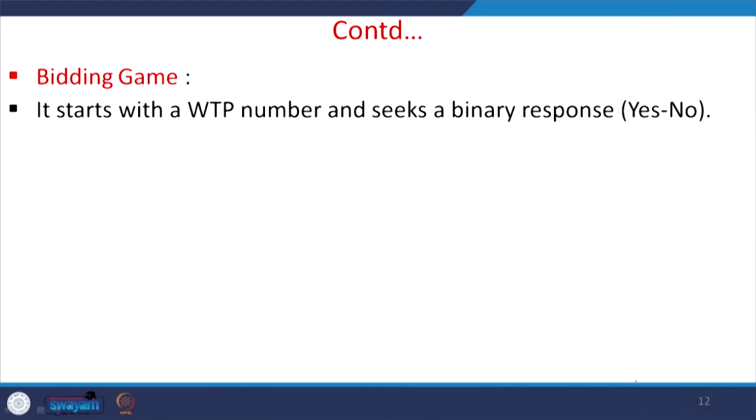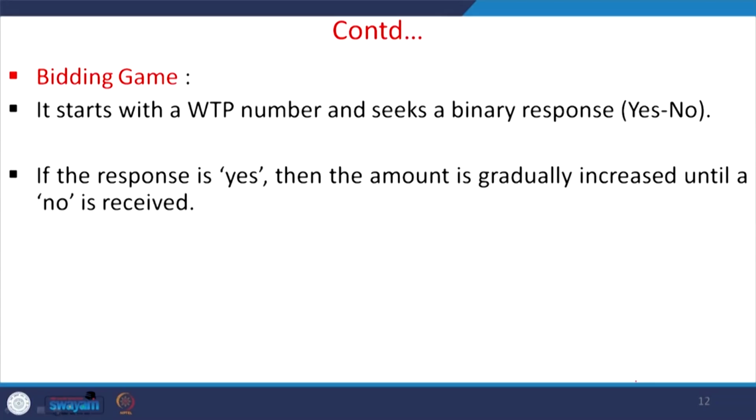The second mechanism could be bidding games. So, what is a bidding game? It starts with a willingness to pay number, and then seeks a binary response, that is yes or no. So, we are starting with a willingness to pay number. Let us say, are you willing to pay 100 rupees per annum if you have to conserve this chiru for the next 30 years or 50 years? The respondents would say whether they are willing or not willing by stating yes or no.